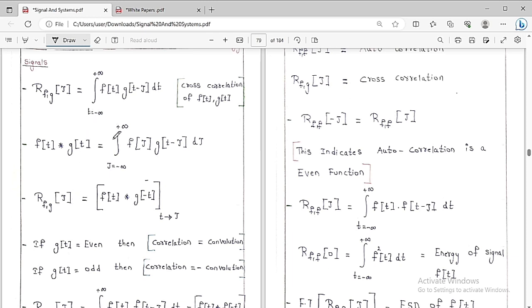So if we want to find the relation between these two things, the cross correlation of f of t and g of t is nothing but f of t convolution of g of minus t.